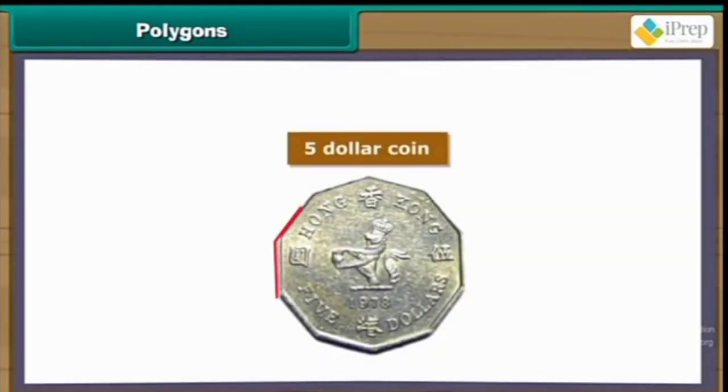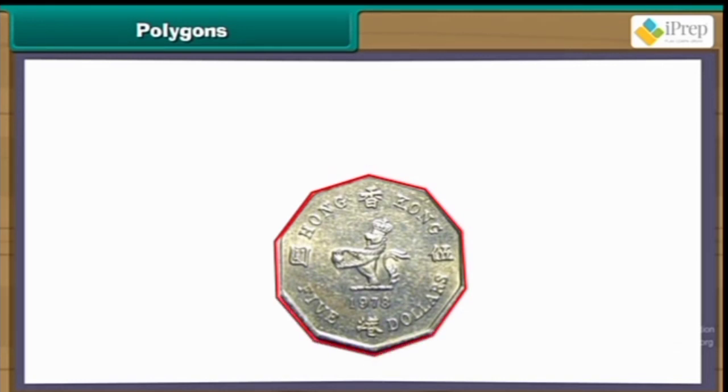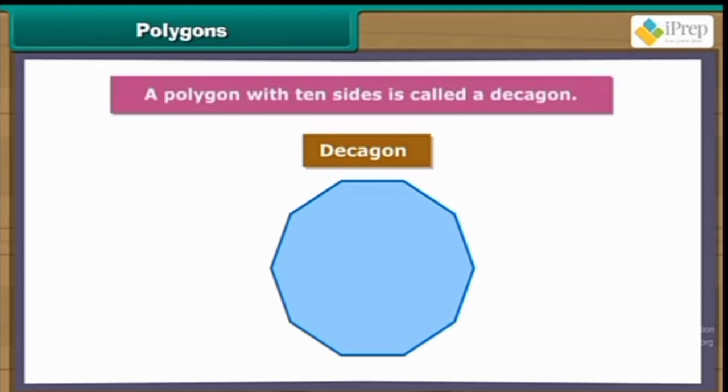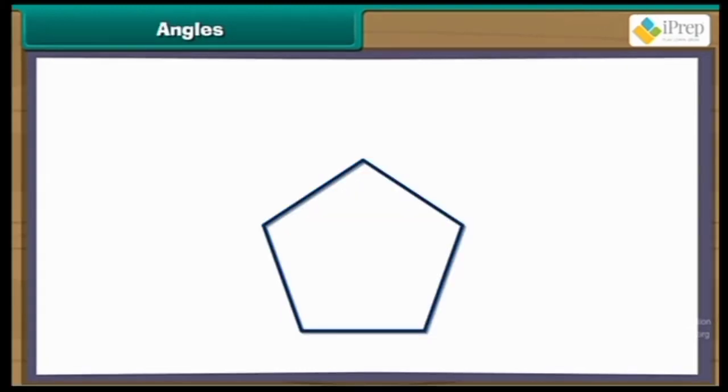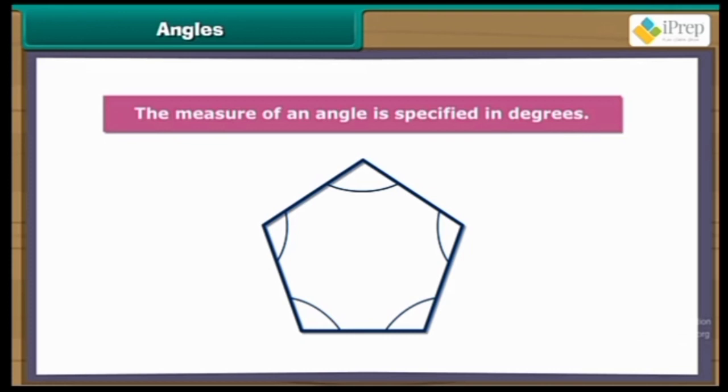Here is an old $5 coin from Hong Kong. It has 10 sides. A polygon with 10 sides is called a decagon. Any 2 adjacent sides of a polygon form an angle between them. An angle is the space between 2 lines, line segments, or rays that move away from one another from a common point. The measure of an angle is specified in degrees.